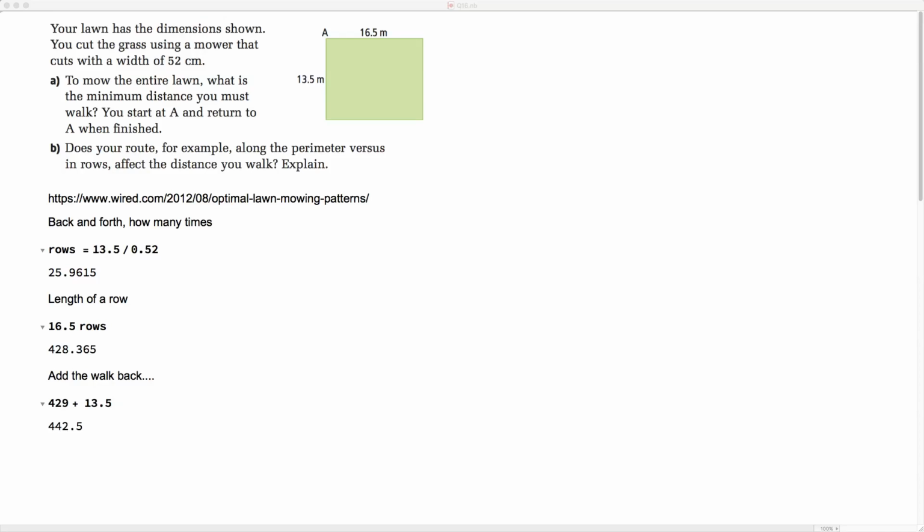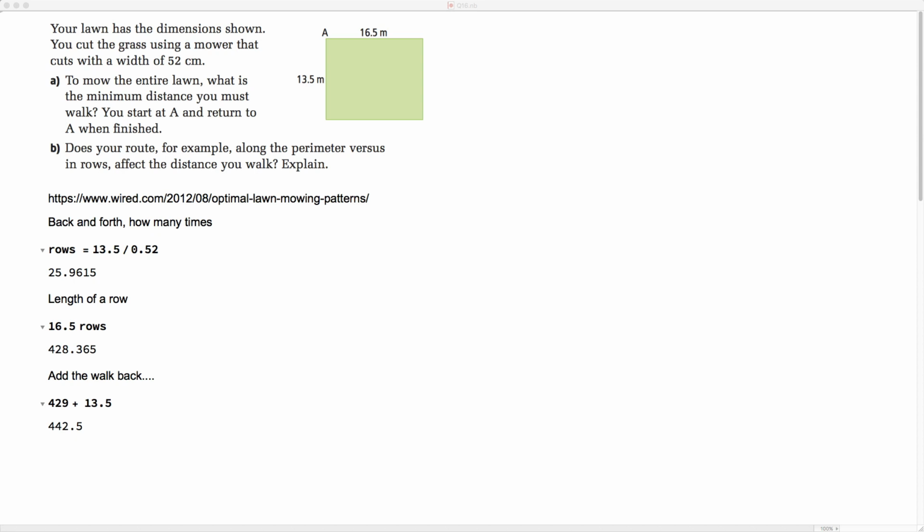This is a question that asks how we could minimize the distance that we have to walk when we're cutting the lawn. And at first I was going to skip this question, just because if you actually seriously want to answer this question using mathematics, there are so many things that you would have to think about that it's pretty much impossible to answer using the level of math that we have right now.